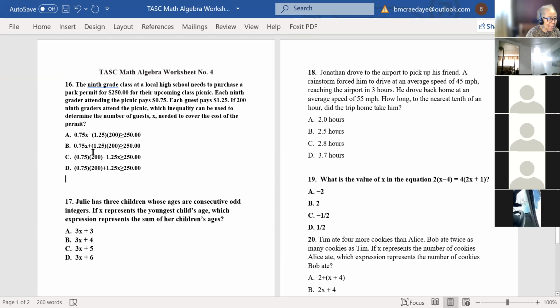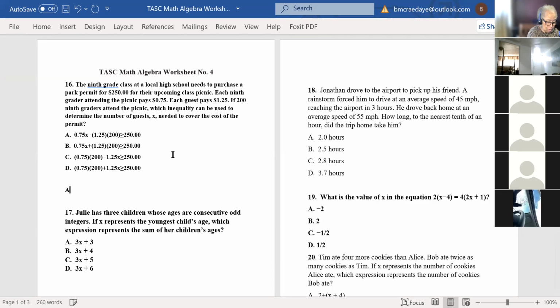It can't be the minus, right? Because you're adding the guests plus the students. So that would be answer D. You had that one correct, Albert. Yes. Now 17.